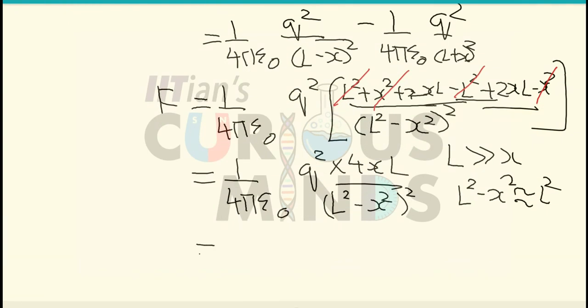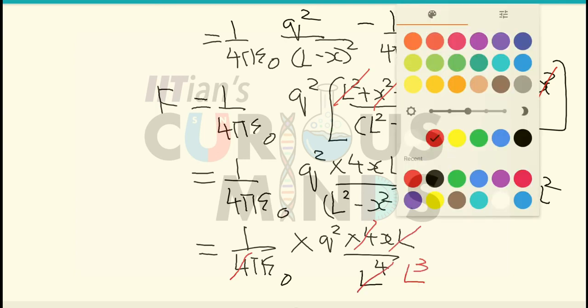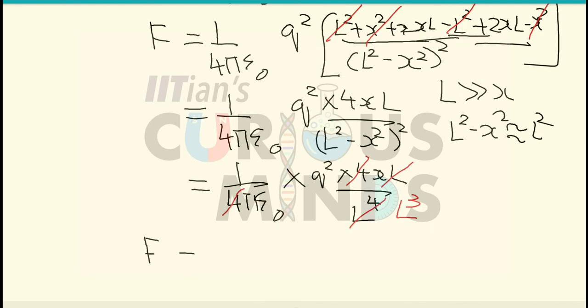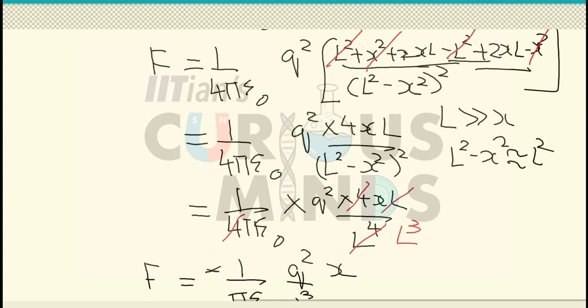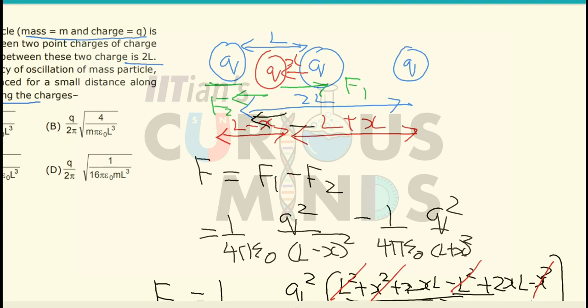When I substitute this value, it will be equal to 1 by 4 pi epsilon naught into q square into 4xL divided by L square the whole square, which is L raised to 4. So 4 and 4 will get cancelled out, and L divided by L to the 4 will be equal to L cube. So the force will be equal to 1 by pi epsilon naught into q square into x divided by L cube. And this will be negative since it is displaced on the left hand side, but the force is on the right hand side, so it will be negative.